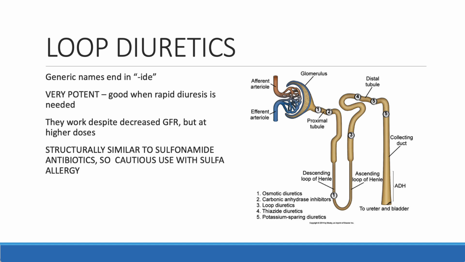Loop diuretics are the most potent, remember. They work even when the kidney function is terrible. And that's a wonderful thing because we find patients with terrible kidney function all the time. And we need to be able to get fluid off of them. And therefore, we like loop diuretics. Okay? They work in the ascending loop of Henle, right here at number 3.